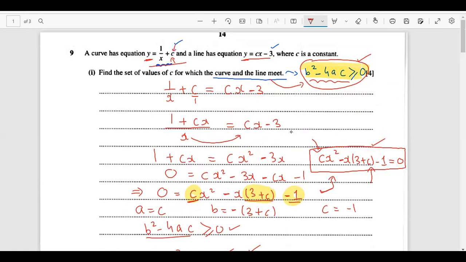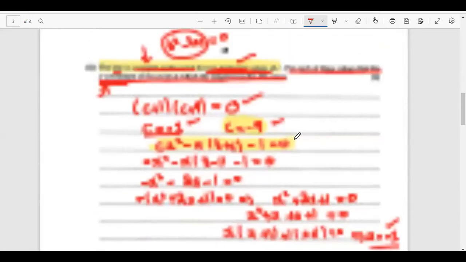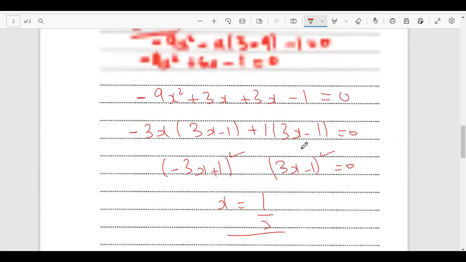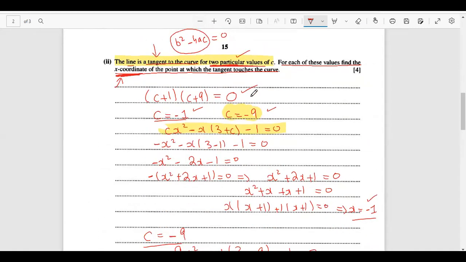If you plug in one unknown value, you will still have two unknowns. For example, if this was the equation, and you know that c is equal to minus 1, so this would become minus 1. Now this equation cannot give you the value of x because y is there as well. Okay, so you need to use the equation which we got after combining these two equations, right? So this was the equation that we need to use. So we plugged in c equals minus 1 here, and you got x equals minus 1. And then we plugged in c equals minus 9, and we got x equals 1 by 3. So this was the second part of this question.